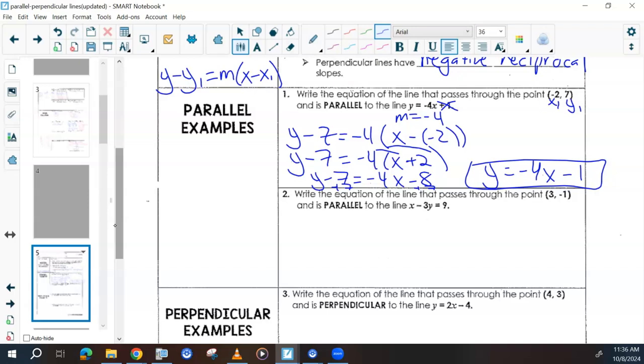What questions, confusions do we have right now? So here, after we distributed and got negative 8 and then we added 7, that negative 8 plus 7 gave us. Other questions, also? Can I go see my console? Michelle, could you write them?